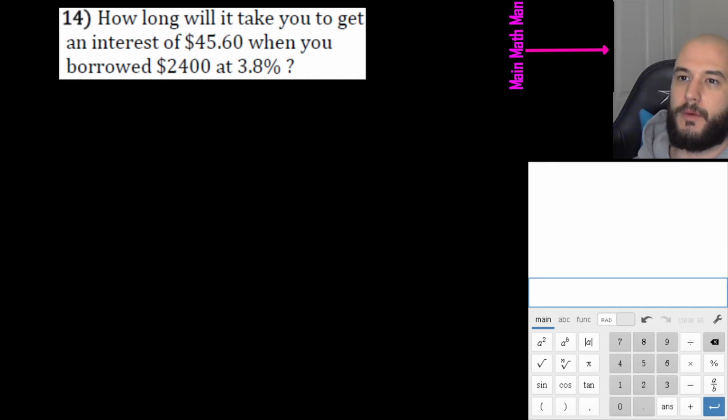So again, since it's saying how long, what does that mean? When it says how long, we're now looking to solve for time, and so you want to say, all right, t is going to be equal to, and it has our interest over, and then what other variables are given? Well, we have our principal and we have our rate.